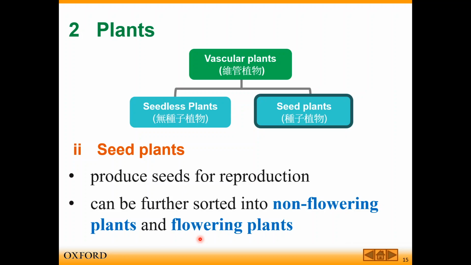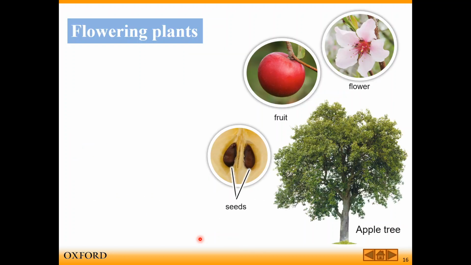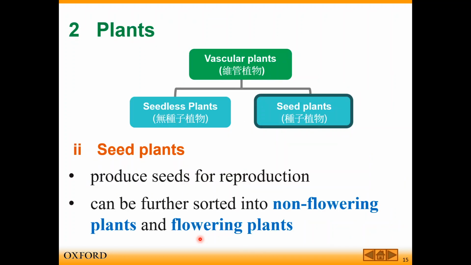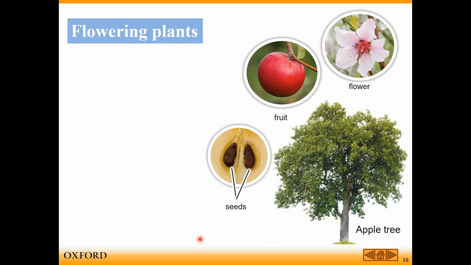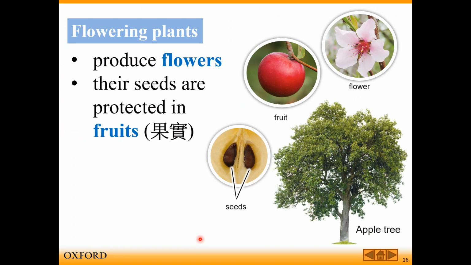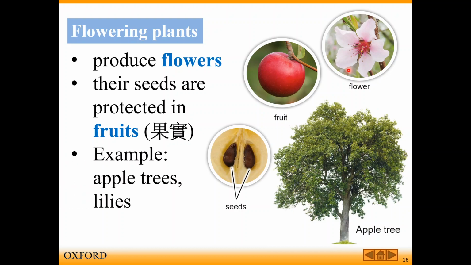So how about the flowering plants of the seed plants? The flowering plants produce flowers, and the seeds are protected by the fruit. This is the fruit. For example, with an apple, the seed is inside the fruit. The seed is here. This is the flower. Very common examples are apple trees and lilies.